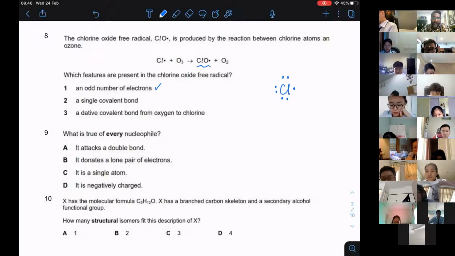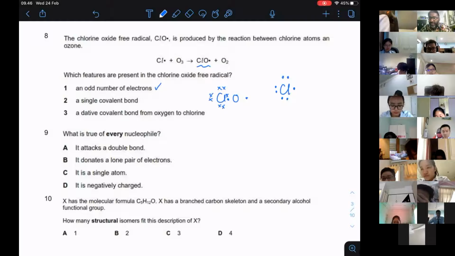And in this case, ClO dot, do they have a single covalent bond? The answer is definitely yes. Why? Because Cl is supposed to have 7 valence electron, so it must have 1 electron that is being shared by the oxygen. So it must have a single bond. If not, it's not possible to give a double bond.